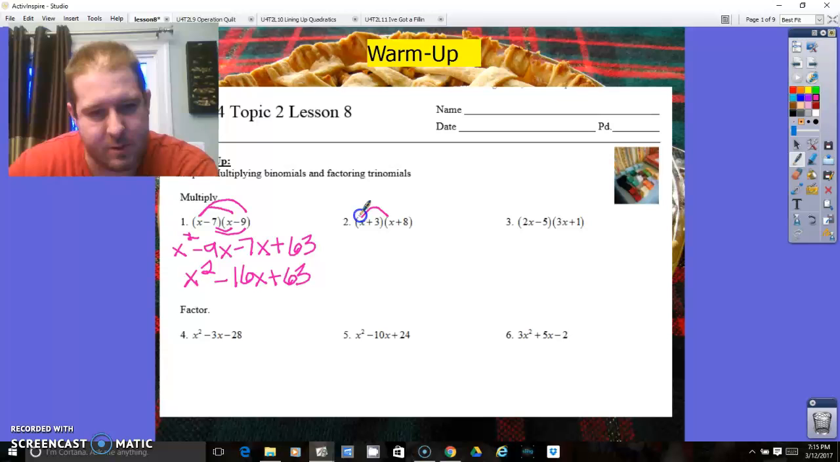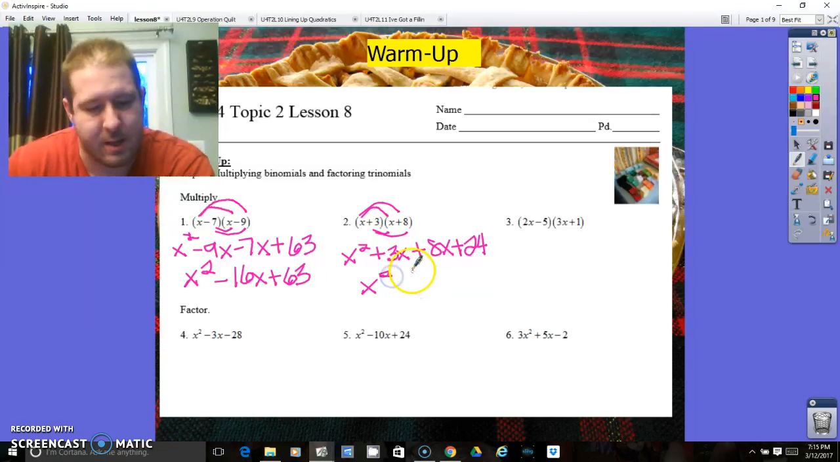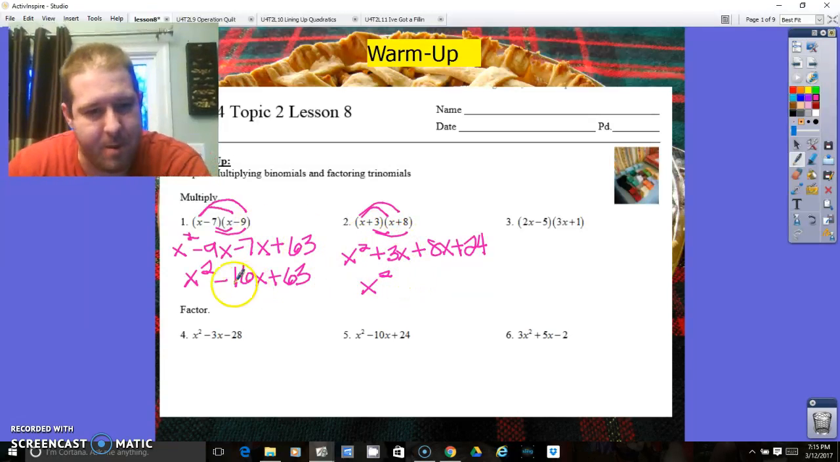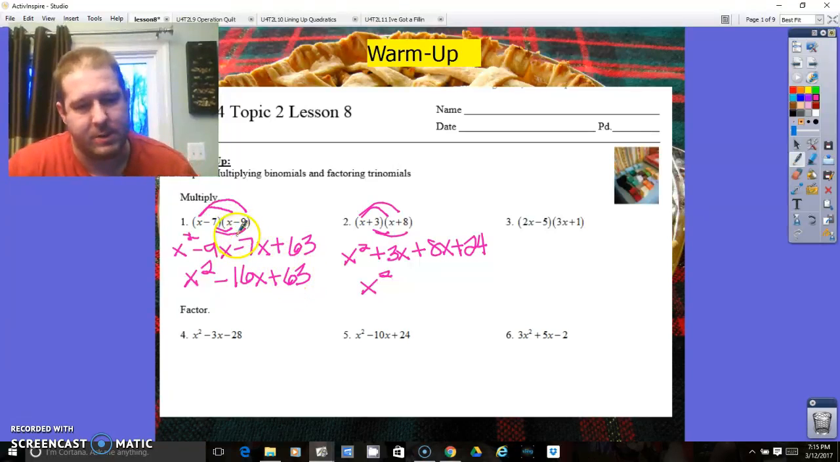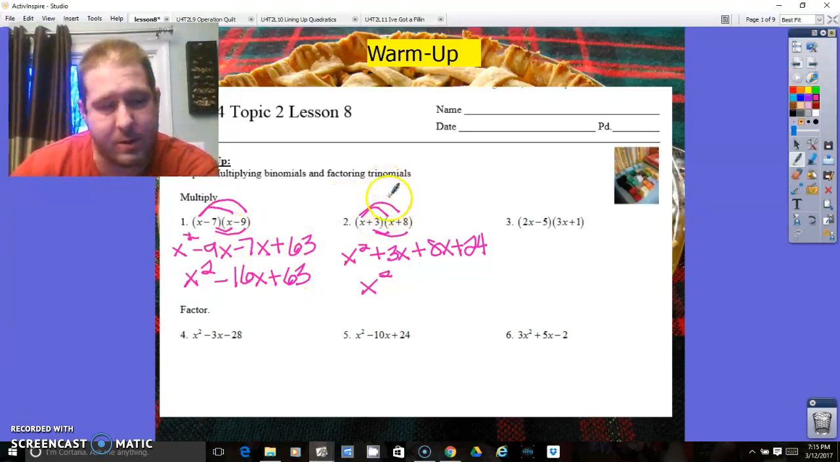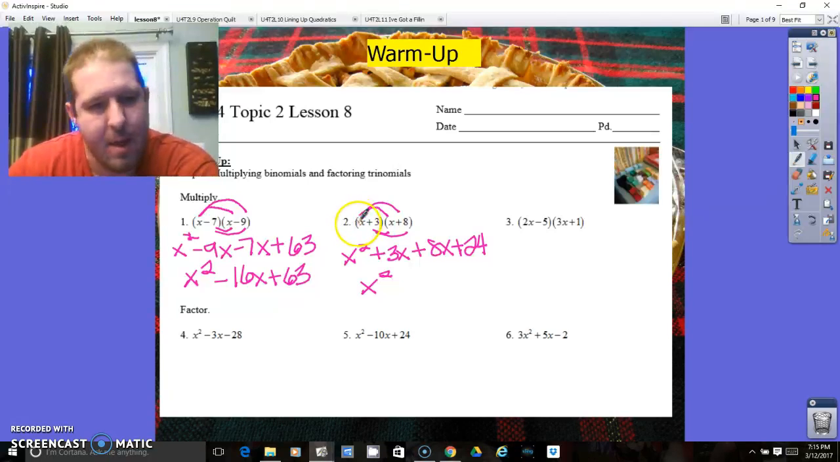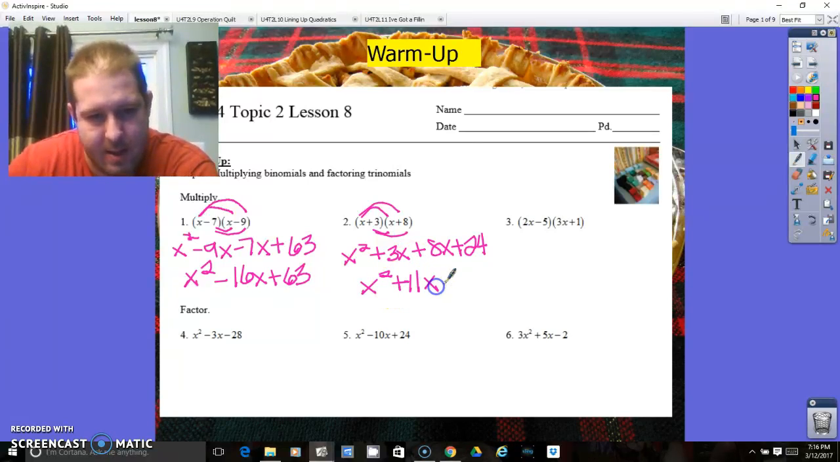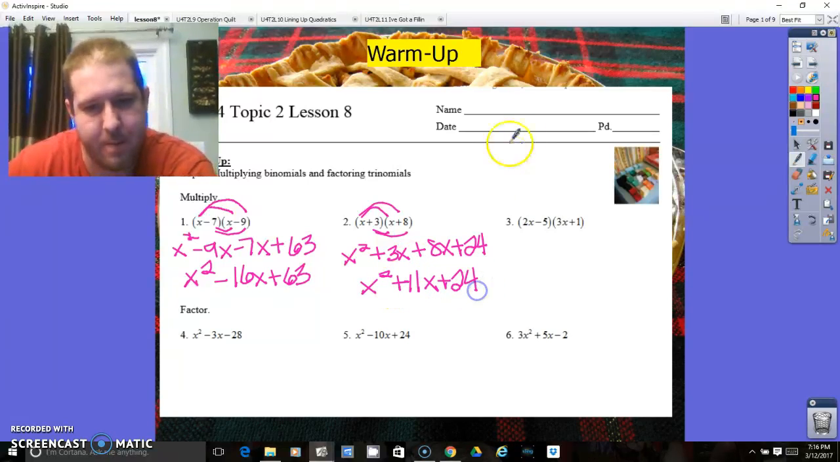Vector form turned into standard form. Same thing goes here. First, outer, inner, last. Gives you x squared plus 3x plus 8x plus 24. Now, some of you might be noticing, because I know we've done a lot with this, that really the middle term ends up being the two numbers combined, and the last term always is the two numbers multiplied. Now, that only works if there isn't a leading coefficient, meaning there is no a term in your standard form. 8 plus 3 makes 11x, and then your c term, just bring it straight down, is 24.